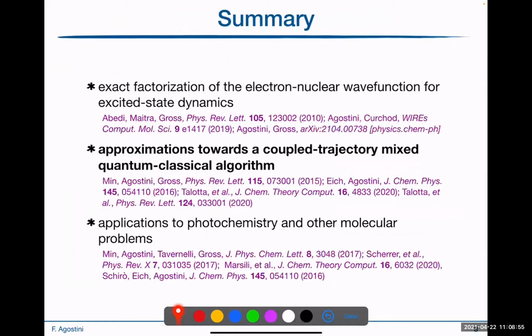Just to set the stage a bit for the formalism, I will recall in one slide the exact factorization, which Hardy Gross has already presented in various aspects on Tuesday. I'm going to focus more today on the approximations: what approximations we have to introduce to the exact factorization to come up with a scheme that we can actually implement and use to simulate molecules. This is going to be the main part of my talk. At the end, I'm going to mention some of the problems that we can deal with and that we have described so far.